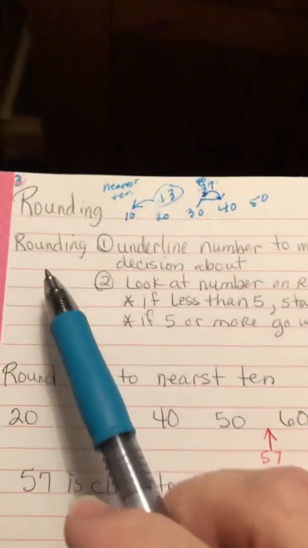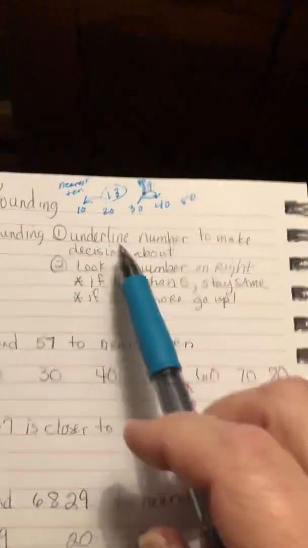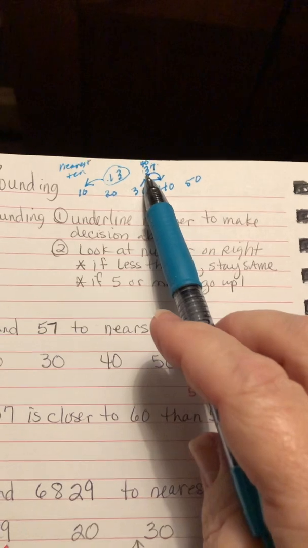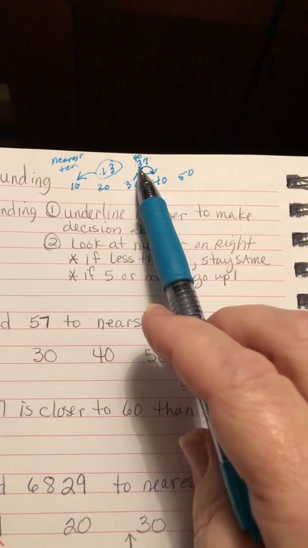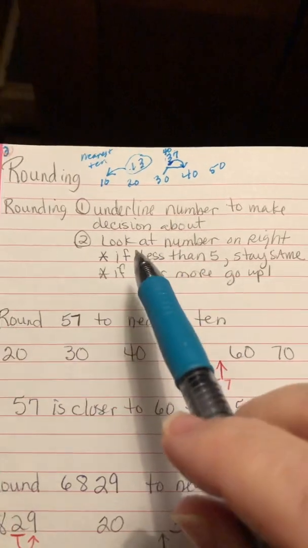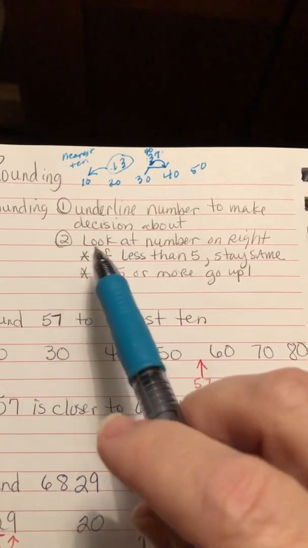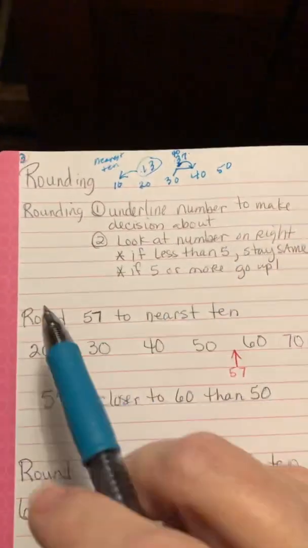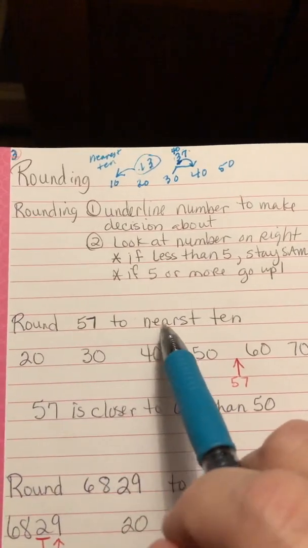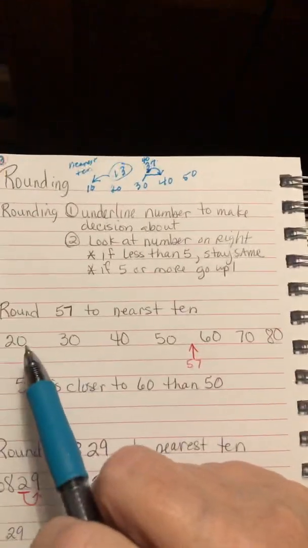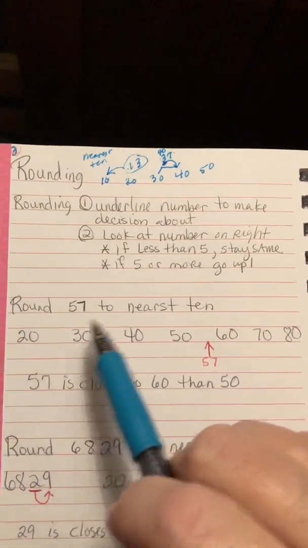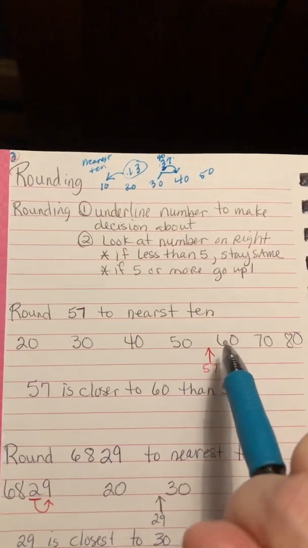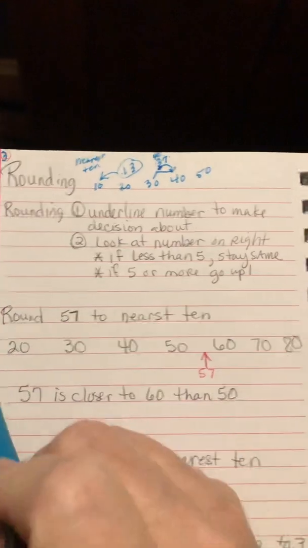So what I do for rounding is I say, okay, step 1, underline the number that we have to make a decision about. Like notice I underlined the 3 because it was in the tens place. That's the number I had to decide what to do with. So I underlined it. So then step 2, now look at the number on the right and use that number on the right to make a decision. So let me show you what I mean. This is round 57 to the nearest tens. All right, so thinking about the groups of 10 like we did up above, 57 comes between 50 and 60, and it is closer to 60. But let's use this method to figure it out, okay?